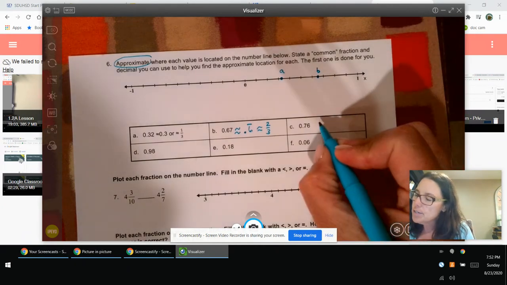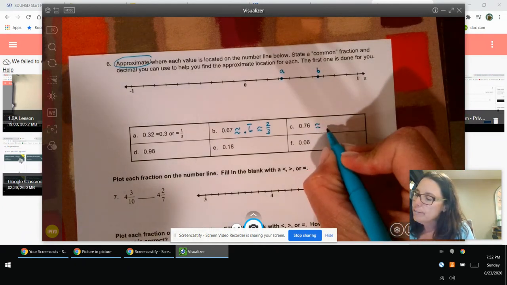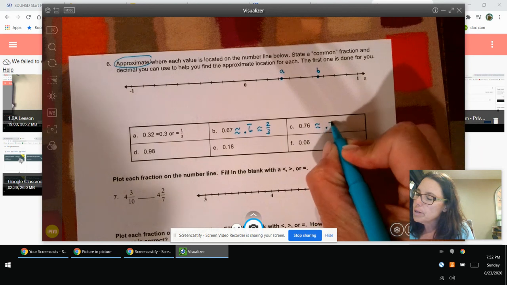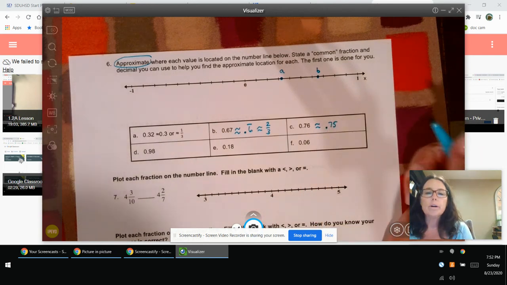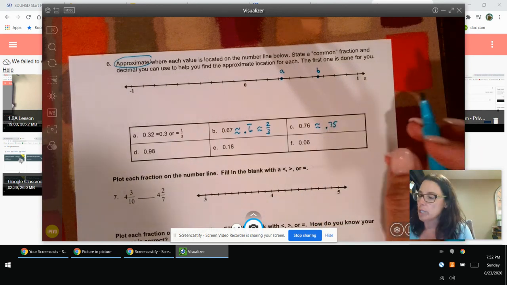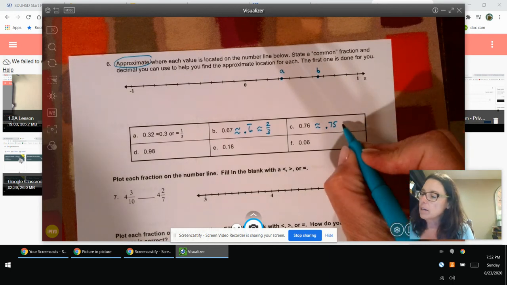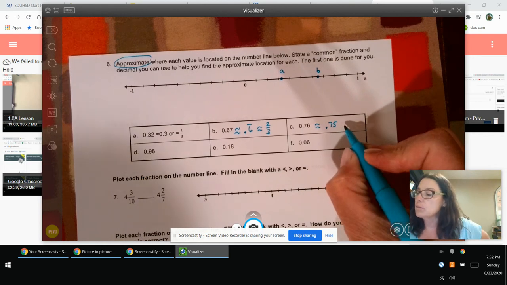Okay, this guy right here, see? This is awfully close to 75 hundredths. Okay, so 75 hundredths reduces down to 3/4.